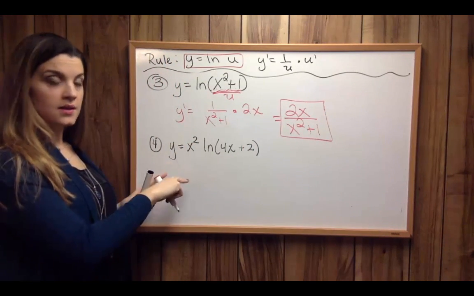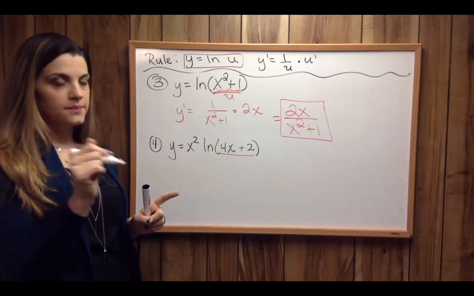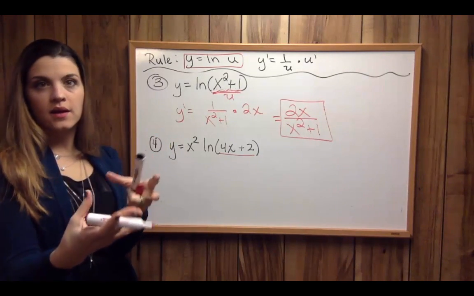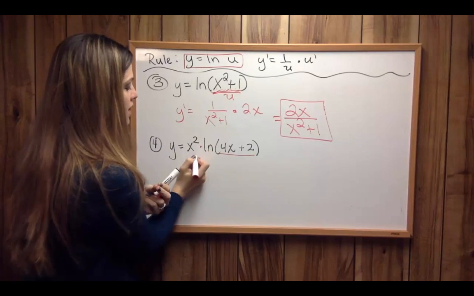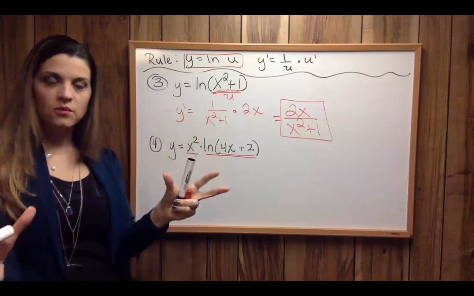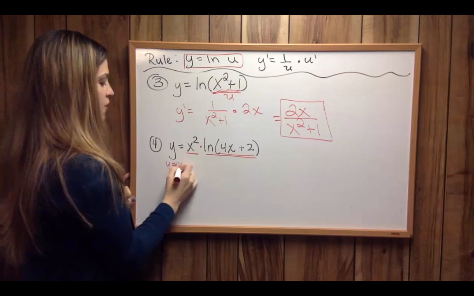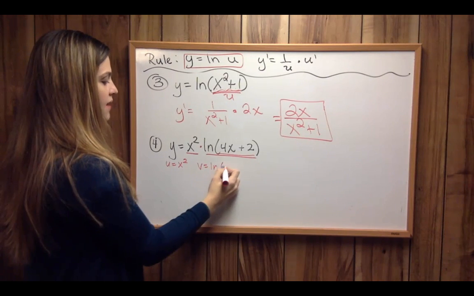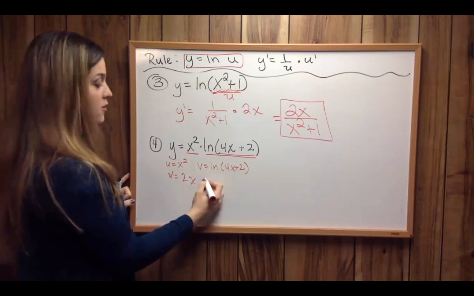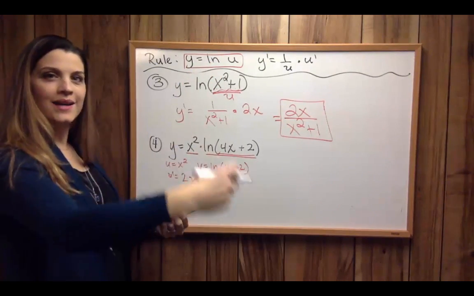Similarly, if we look at this next example, you have an ln of a u here, but you also have a bigger function that's not just an ln, it's a product. Notice you have x squared times ln. So you have to make sure that your bigger function, what you do first, is a product rule. So your u is x squared, your v is ln of 4x plus 2. Your u prime is 2x. Your v prime is now when you use the rule of ln u.